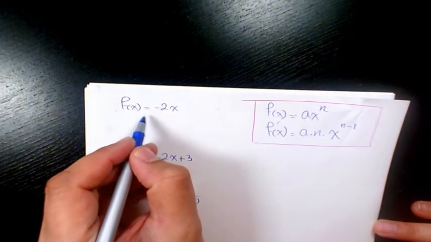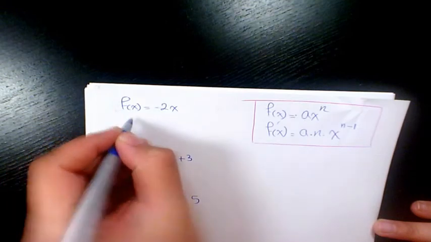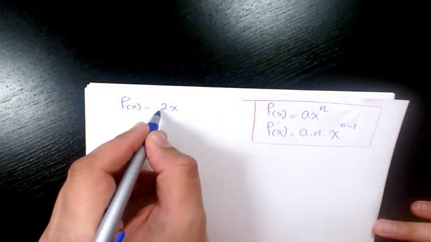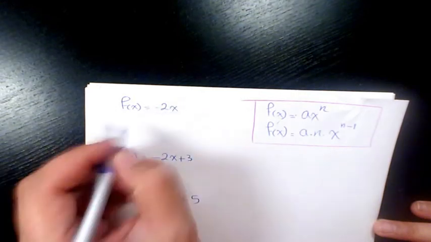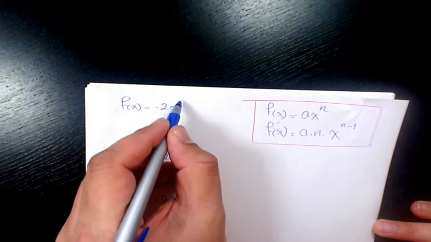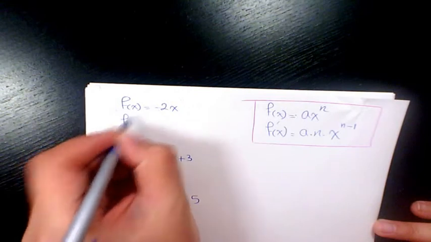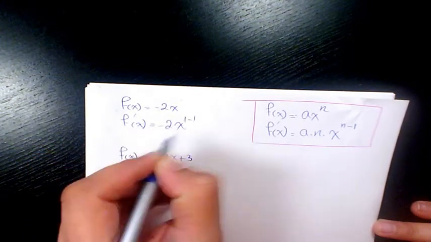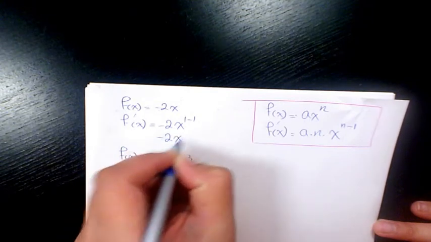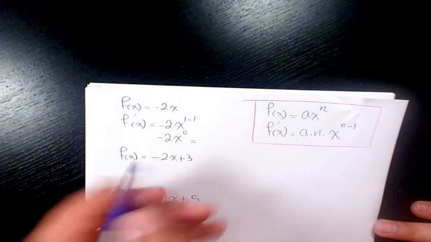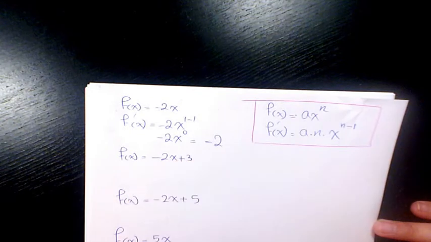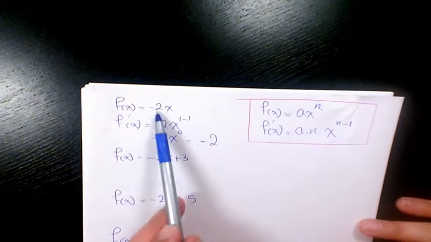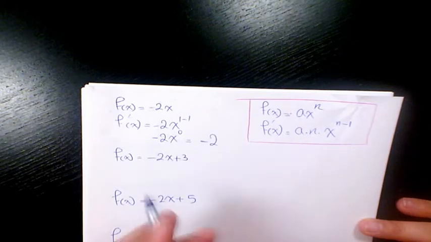So here we have negative 2x, which will be negative 2 times x to the power of 1. So negative 2 times 1 is going to be just negative 2, x to the power of 1 minus 1, which is x to the power of 0. So x to the power of 0 is just 1. So the answer is going to be just negative 2. So negative 2x is going to be negative 2.